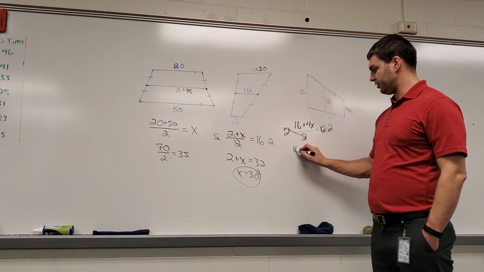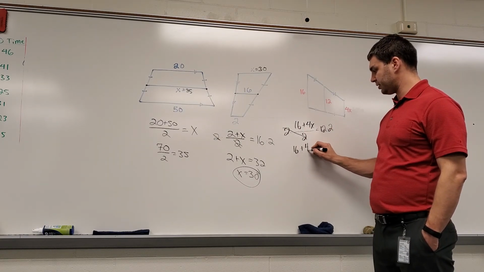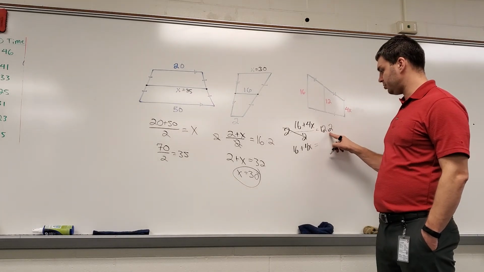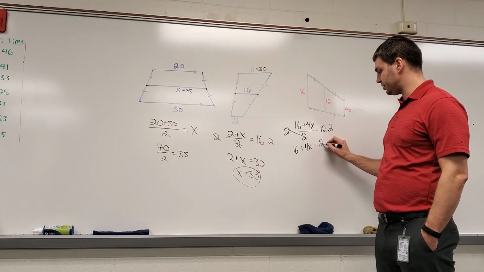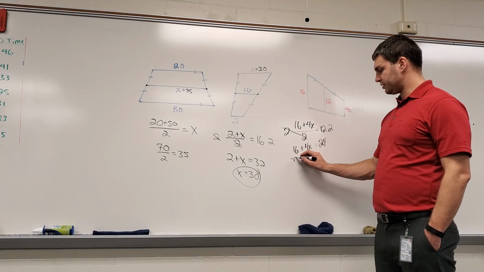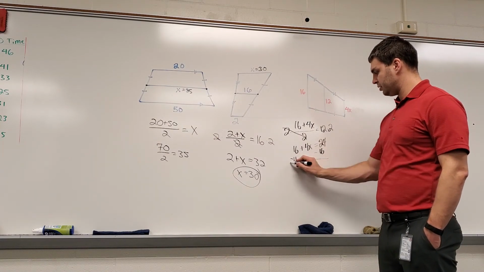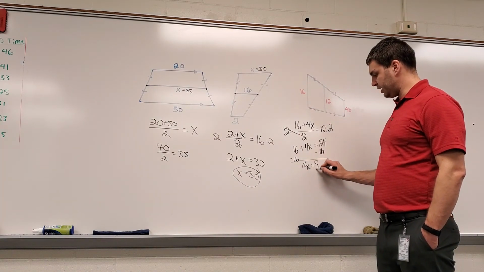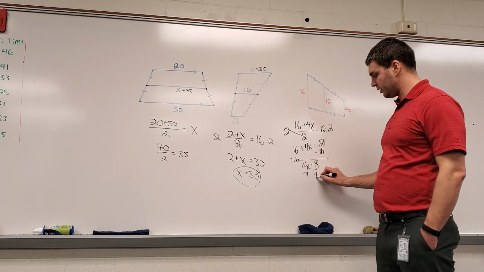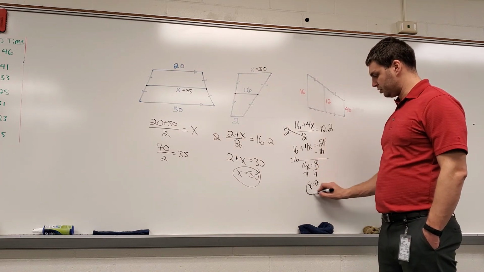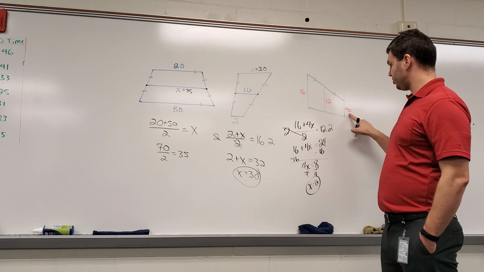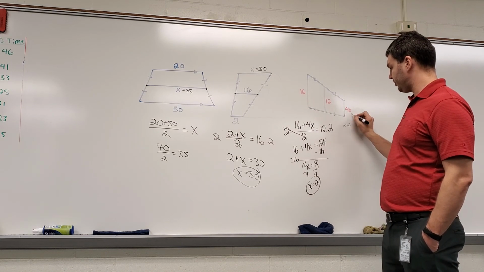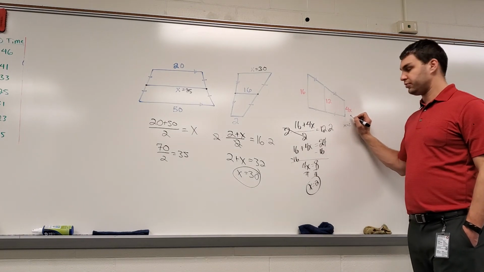The 2's cancel over here, leaving me with 16 plus 4x. And then 12 times 2 is 24. If I subtract 16 on both sides, 4x equals 8, divide by 4, and x equals 2. Okay, so I know x equals 2. If I were to plug that back in, 2 times 4 is 8.